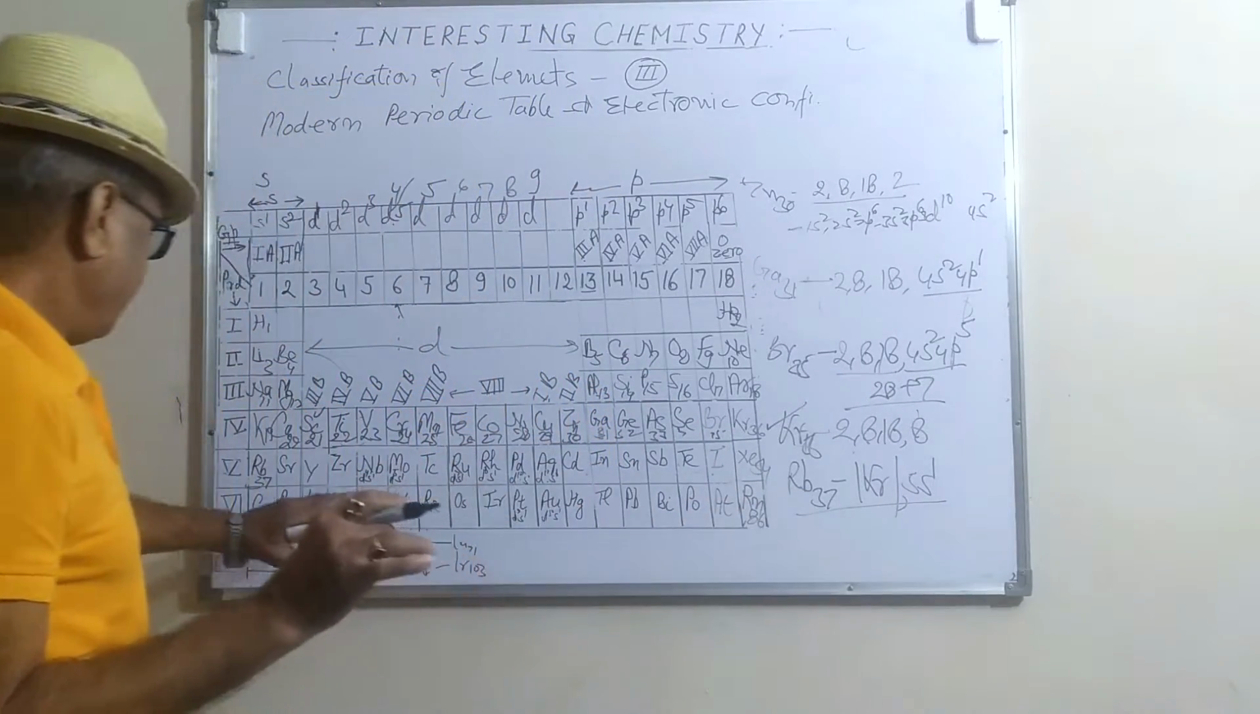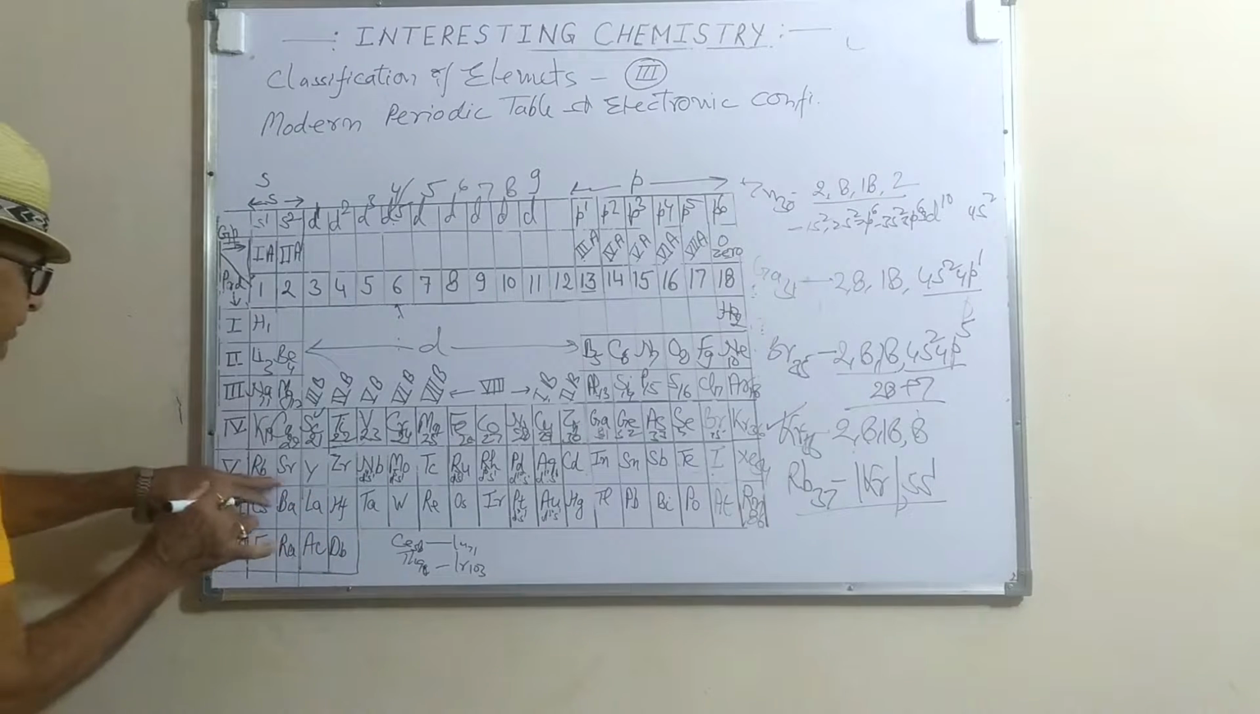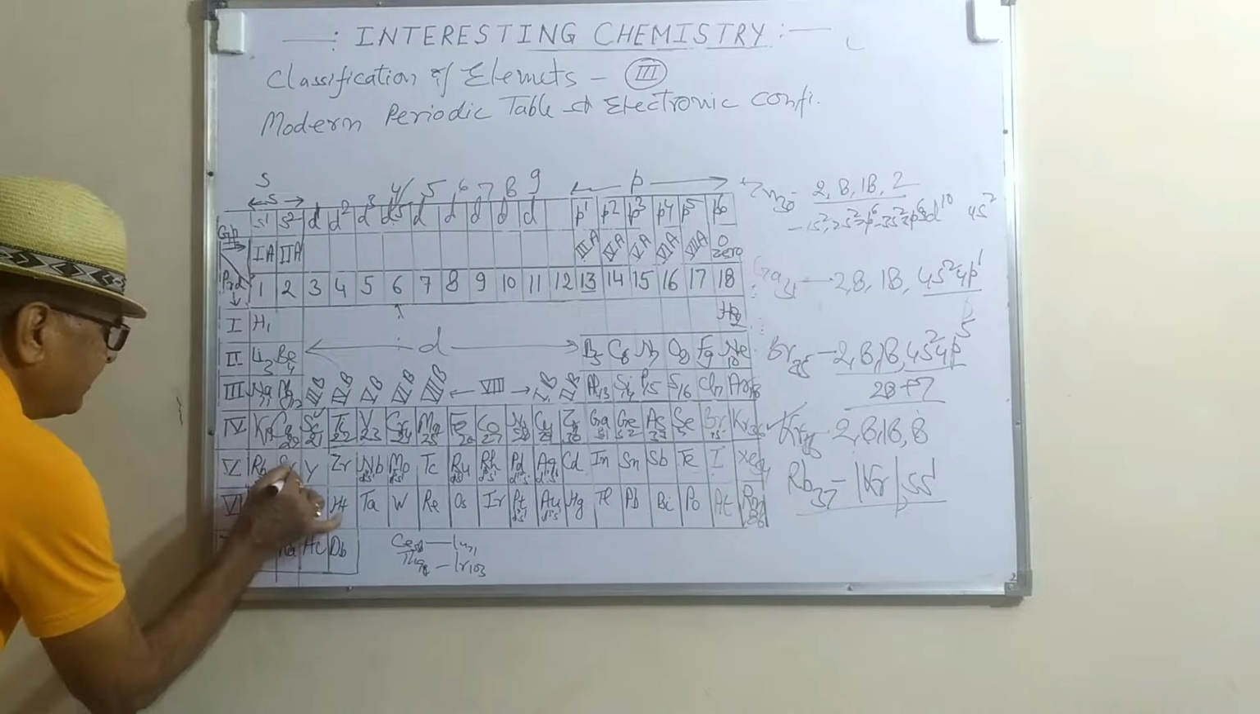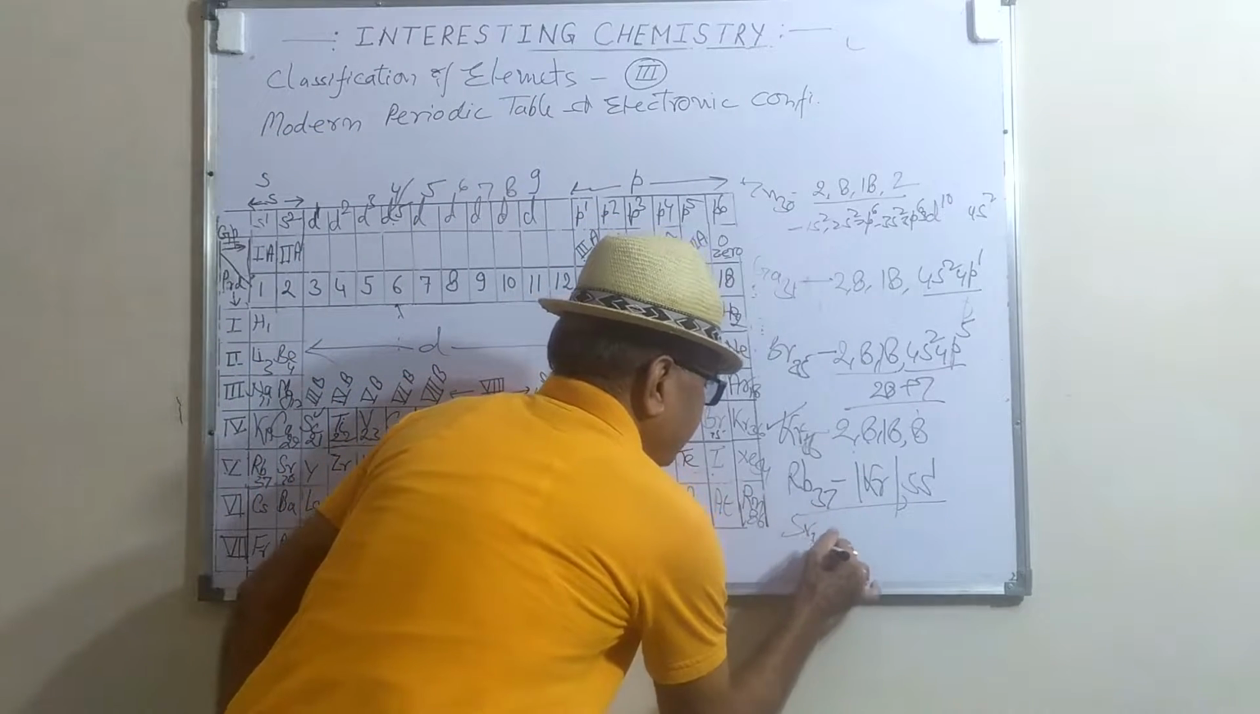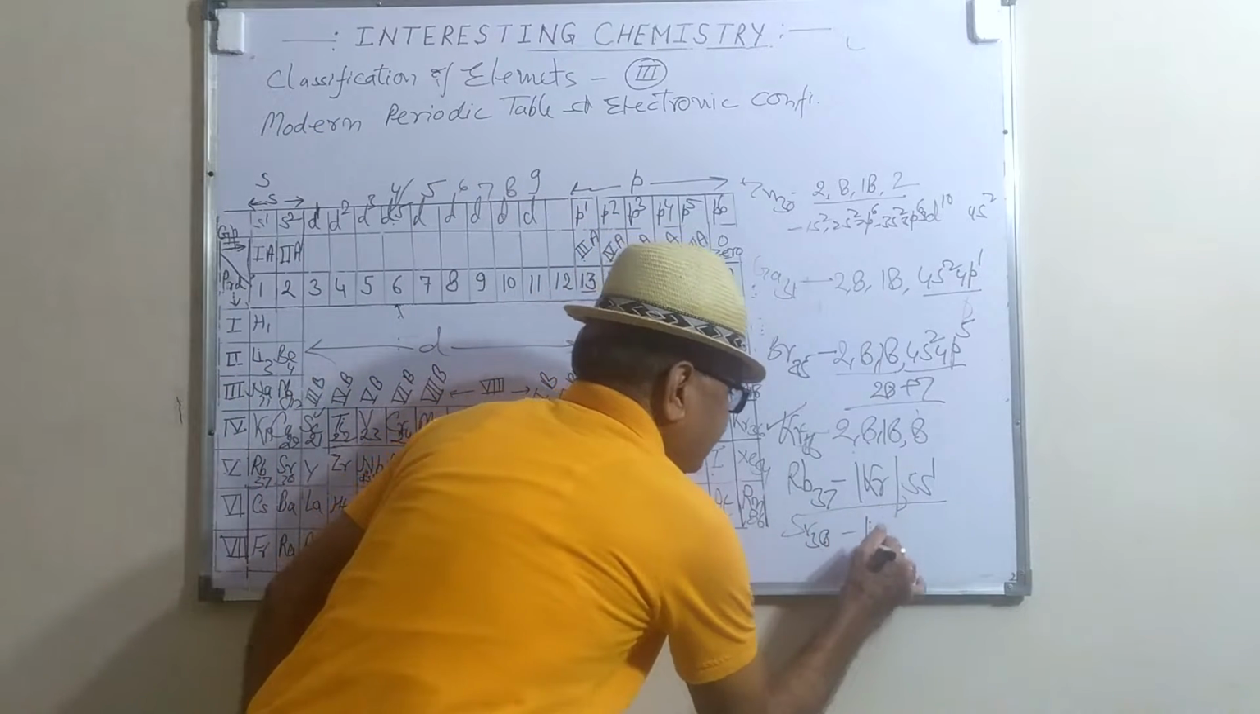Then come to strontium, 38. Then it will be strontium 38. You will write here krypton.